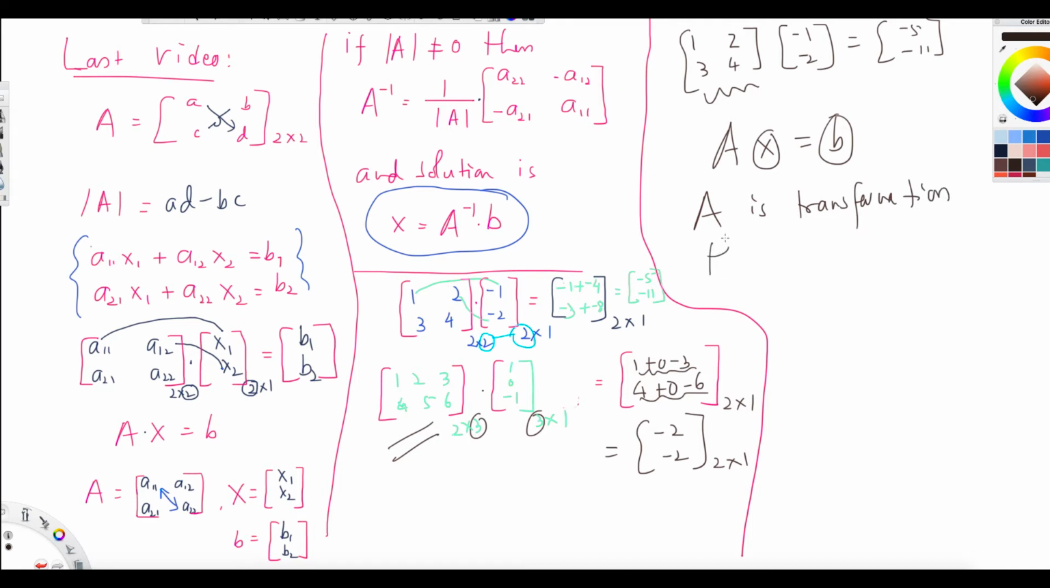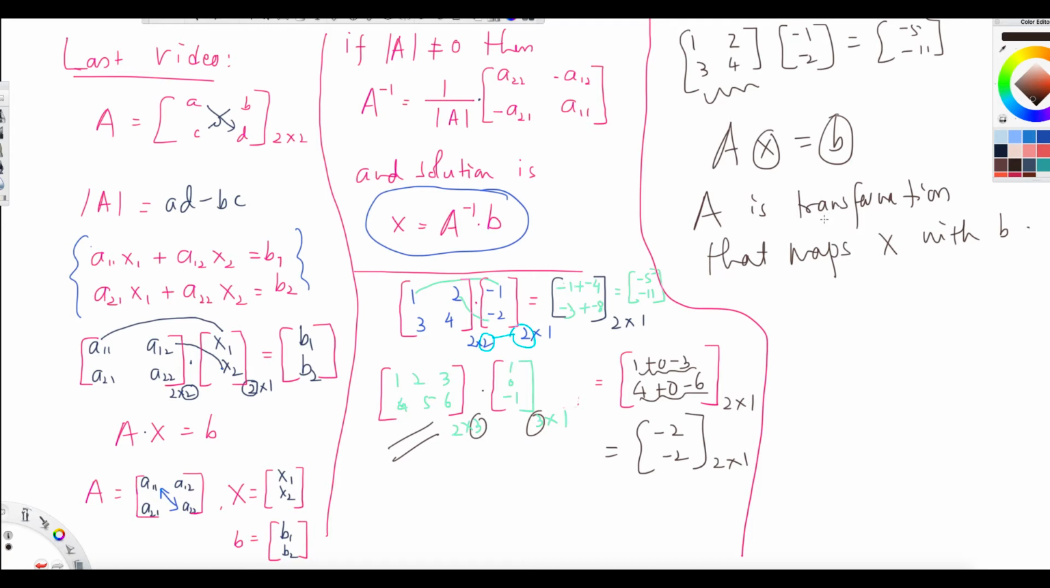Okay, that transfer maps X with B. You can think of it that way. So now what I want to do is write down a definition of eigenvalue and eigenvectors.